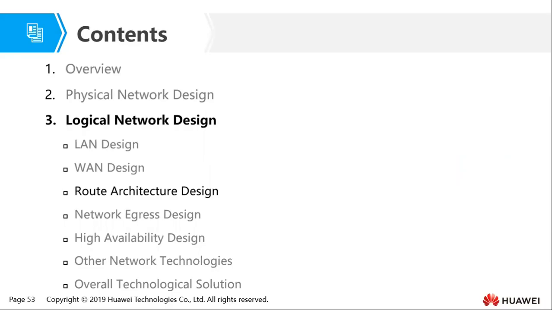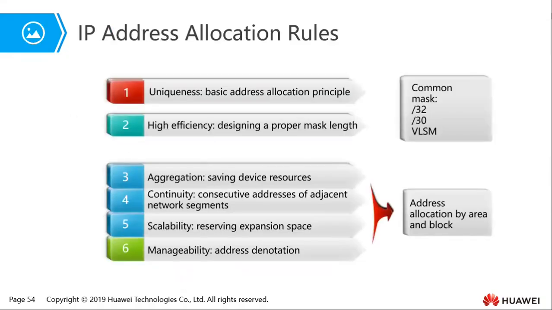So let's now look at the other logical network design, which is the last one you're looking at, route architecture design. So route architecture design is concerned with IP address design. How do you logically design your IP addresses? So let's begin by looking at the rules for allocating IP addresses. Rule number one should be uniqueness. So an IP address, of course, has to be unique on the entire network. Number two, you need to ensure high efficiency by designing a proper mask length.